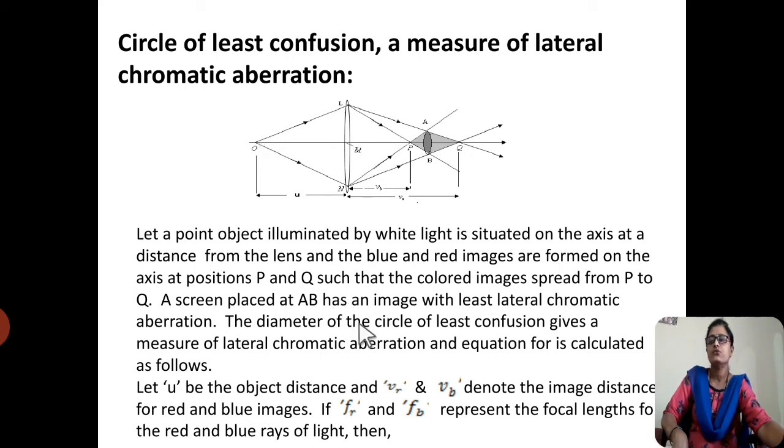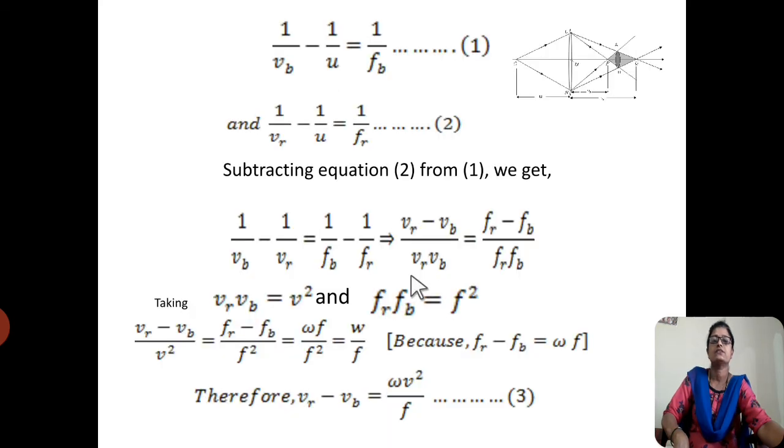And here VR and VB: VR is the image distance for the red, and VB is the image distance for the blue. And let FR and FB be the focal lengths of the red and blue rays of light. So according to the expression for the focal length, 1 by VB minus 1 by U is equal to the focal length.